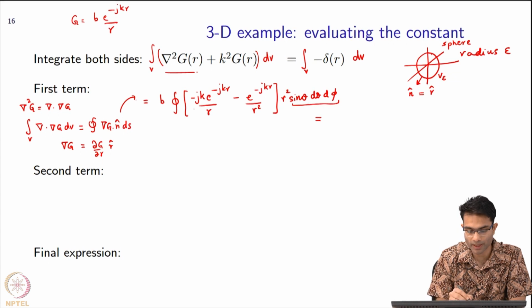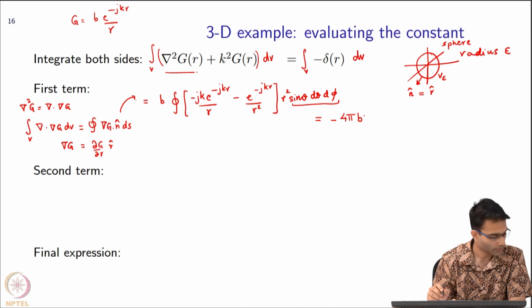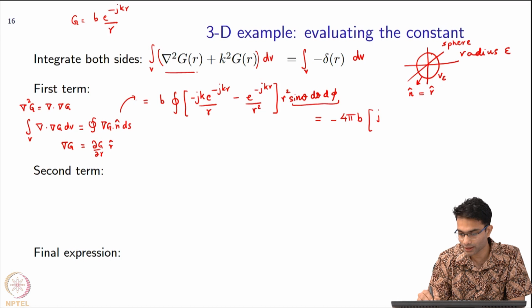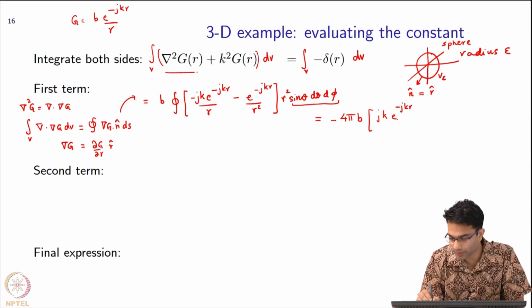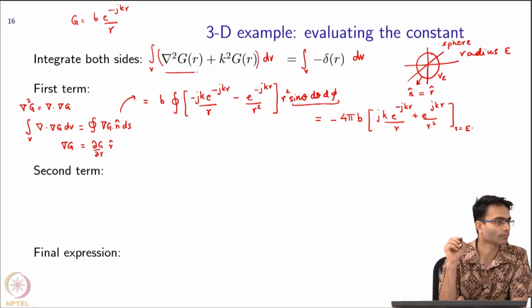So there's a minus sign on both these terms. So I can take that out. So I'll put a minus. I'll get a 4 pi from the integral. So I'll get a minus 4 pi b, right? And these two terms over here, so I'm going to get a j k, e to the minus j k r by r plus e to the j k r by r squared, 0, sorry, not 0, evaluated at r is equal to epsilon, right.